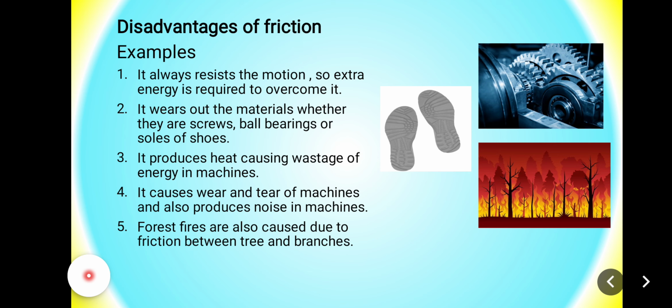Disadvantages of friction. Examples are: it always resists the motion, so extra energy is required to overcome it. It wears out the materials, whether they are screws, ball bearings, or soles of shoes. It produces heat, causing wastage of energy in machines. It causes wear and tear of machines and also produces noise in machines. Forest fires are also caused due to friction between the tree and branches.